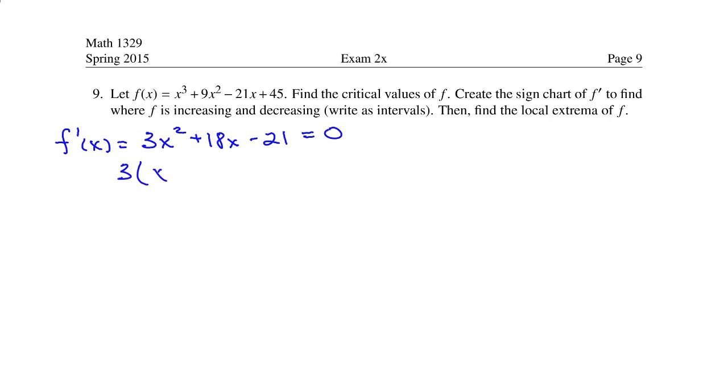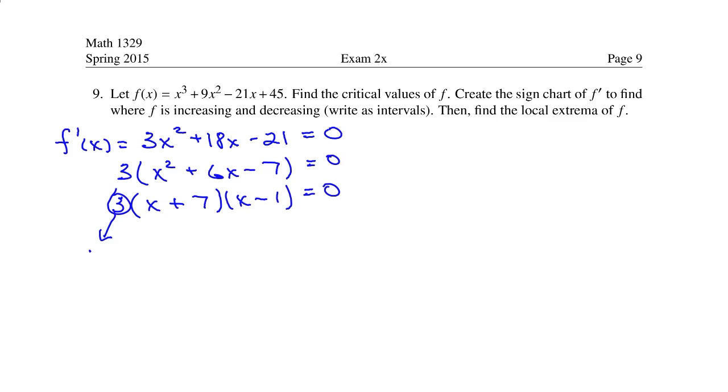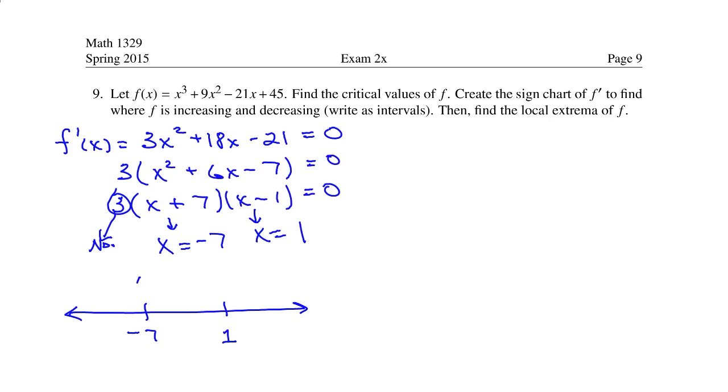I see that everything's a multiple of 3, so I'm going to factor out the 3. And we get 3 times (x + 7) times (x - 1). So there's no solution from the 3, nothing there, but these other two, because they have x's, give me solutions. So we get x equals negative 7 and x equals 1. Let's do the sign chart. We have negative 7 and 1. Those came from zeros of the derivative.